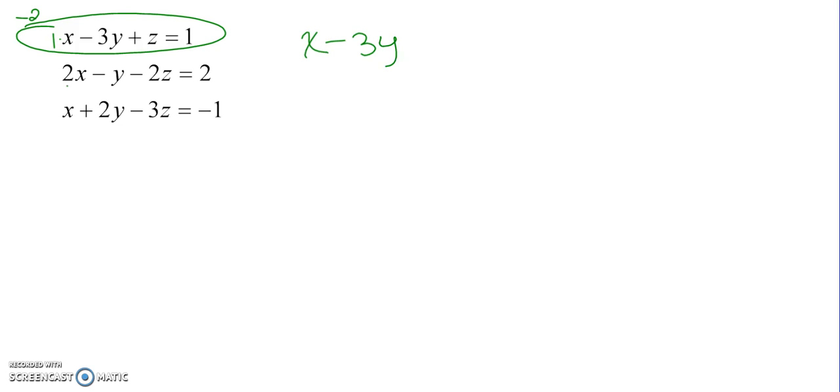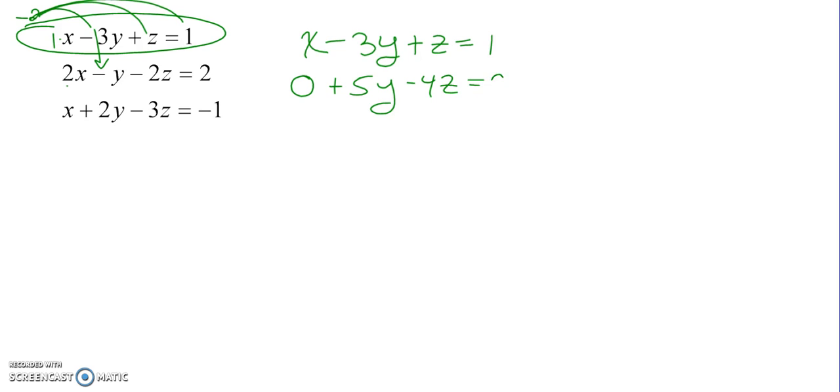x minus 3y plus z. This top equation really doesn't change a whole lot. What is going to happen is I'm going to multiply it by negative 2 and add it to the middle. So that's going to get the 0 right here that I want. Negative 2 times negative 3 is positive 6, and I add it to negative 1. So I'm going to get positive 5y. And then I got negative 2 times z. Add it to negative 2z, I get negative 4z. One more time, negative 2 times 1 is negative 2. Add it with 2, and I get 0.